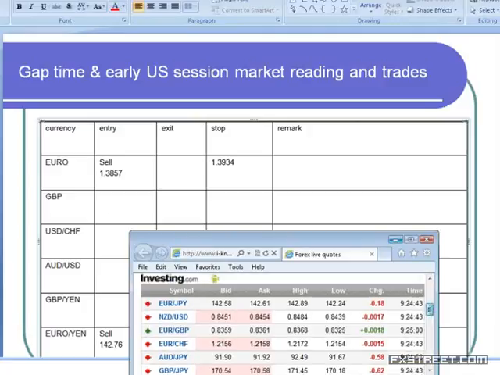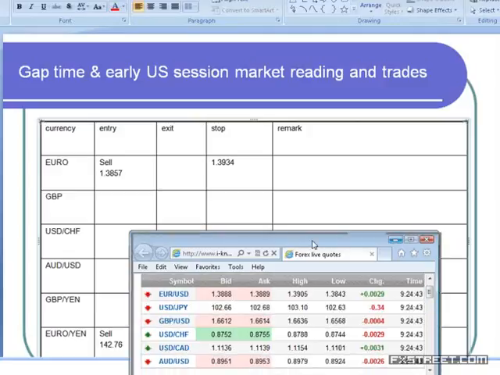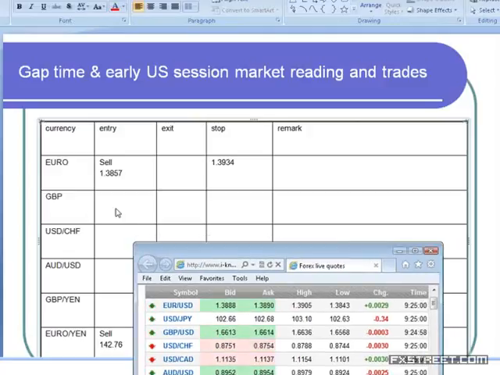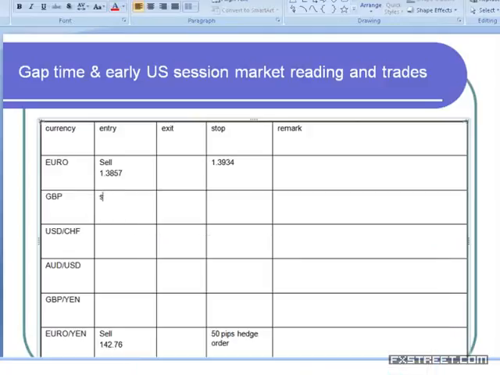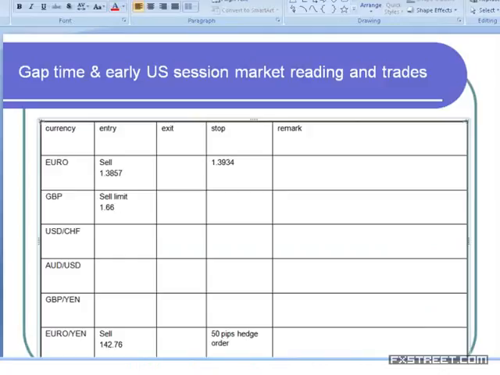Now, with regard to the US session trade, since GBP is holding around 1.6613, we can keep a sell limit order. $1.6636 is the high they have set, so we'll keep it about 1.6630 and the entry stop at 1.6660. That is buy stop.